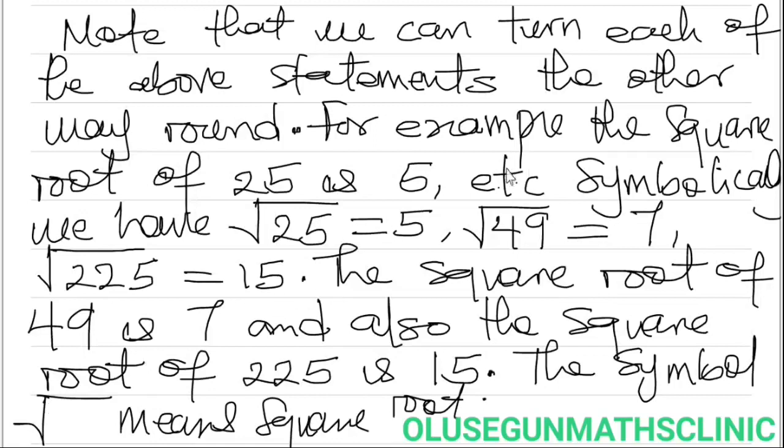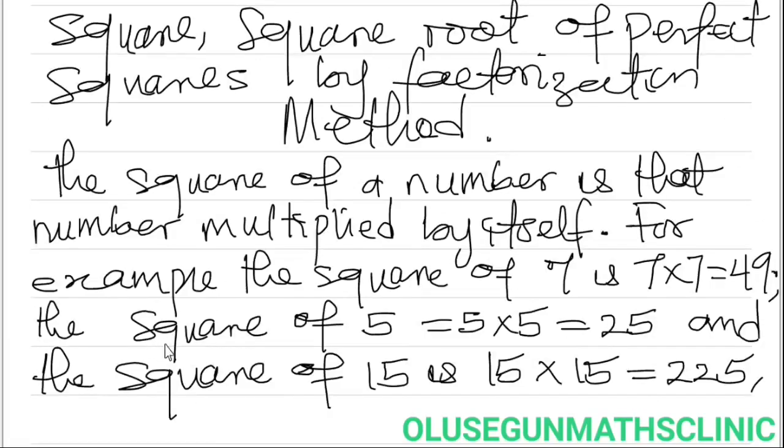Note that we can turn each of the above statements the other way around. For example, the square root of 25 is 5, etc. Symbolically, we have root 25 is 5, root 49 is equal to 7, root 225 is equal to 15. What we are able to have squared already, like 7 times 7, 5 times 5, can also be turned around to call it a square root. What we firstly explained here is a square. So a square can also give us a square root.